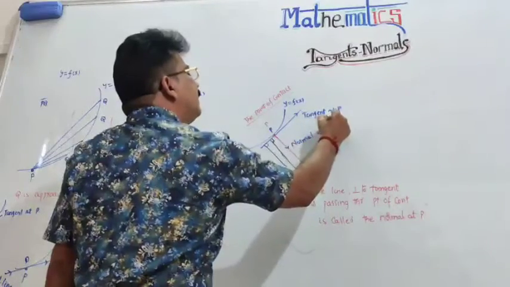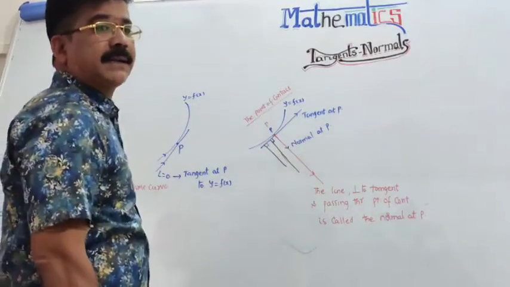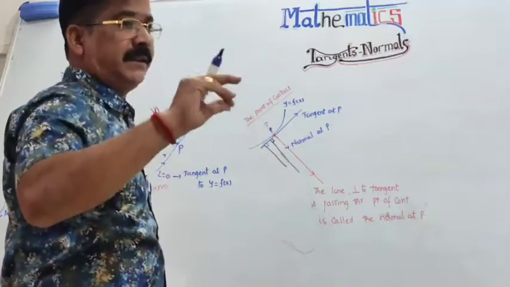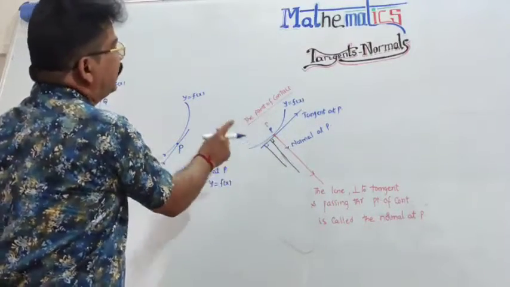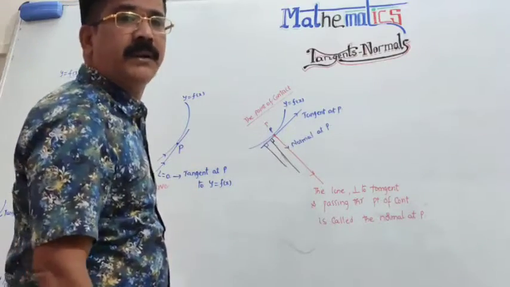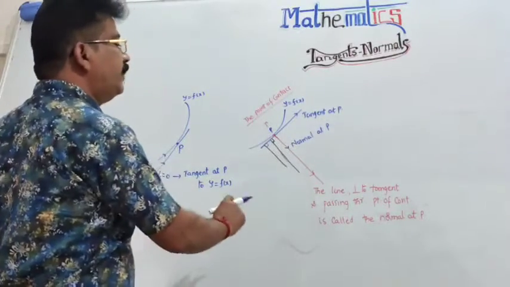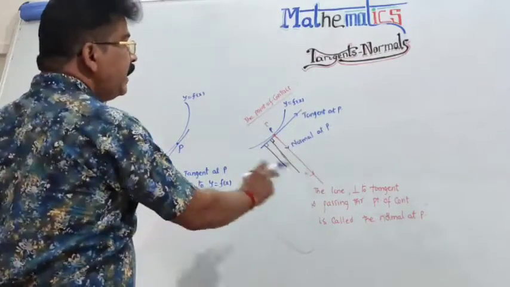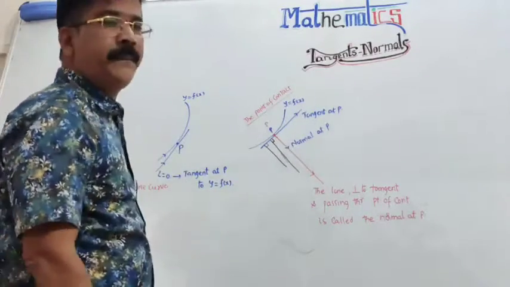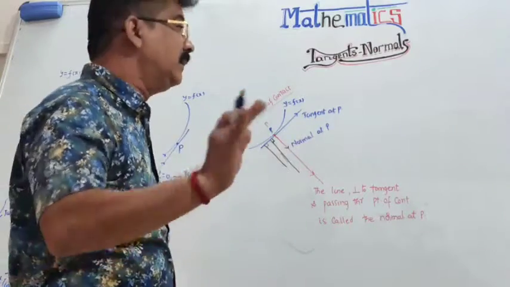Normal means perpendicular line. Understand? Perpendicular line is a general word, but the particular case is that it is also passing through the point of contact. That's why it is said to be the normal equation at capital P to the given curve y is equal to f of x.